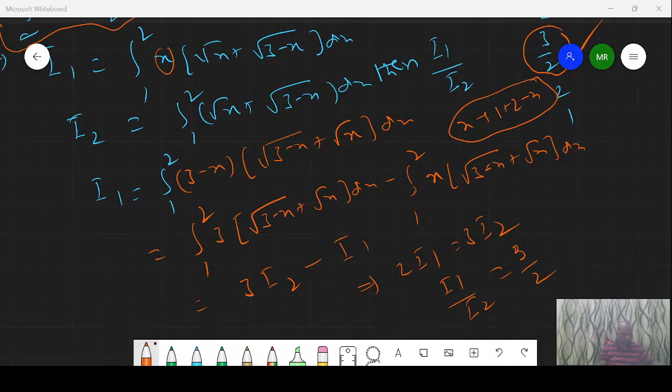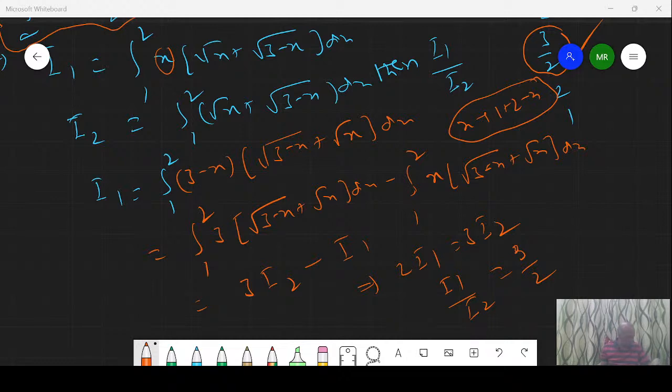Perfect. So this problem is simple. You should know how to simplify that. It is a very simple concept. Now I am going to explain the problems related to even and odd functions. Just another 4 to 5 minutes. Here, the problems are related to even and odd functions.